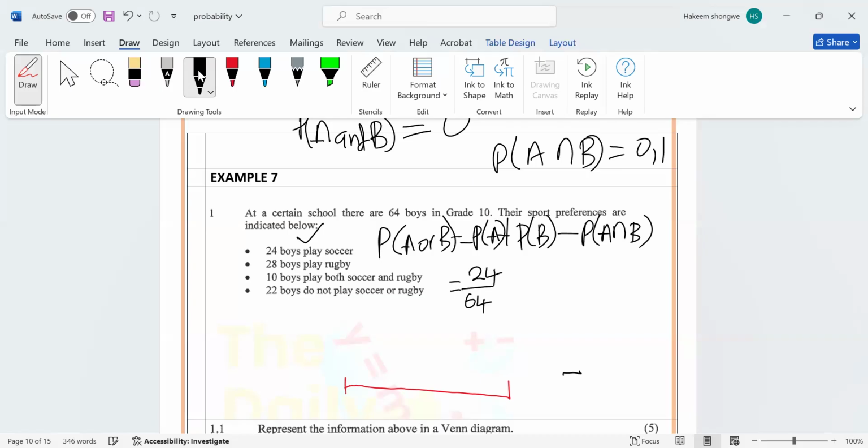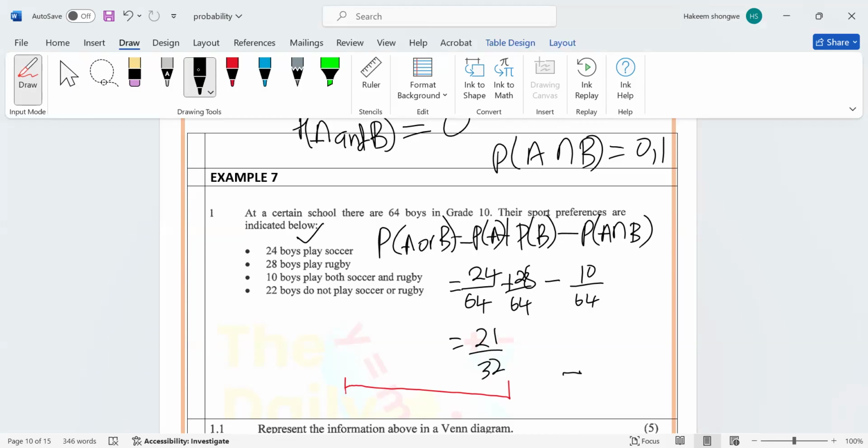I'm going to talk about probability here. Plus 28 all over 64, minus the probability of A and B. A and B is 10. Then this is going to be 10 all over 64. And then if you type this in your calculator, let's check what you get. We should get exactly the same answer. It's 21 all over 32.